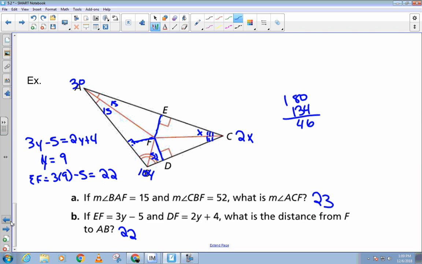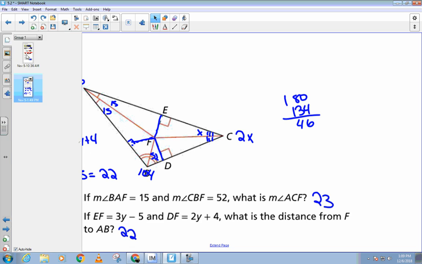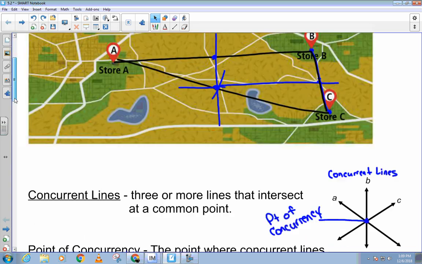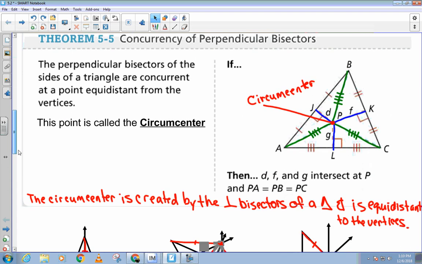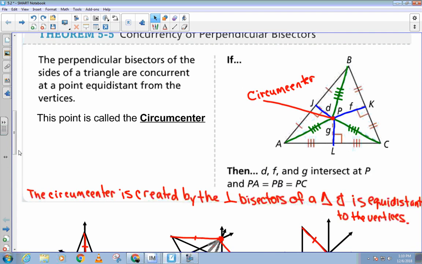Alright, just to recap, what is created by the perpendicular bisectors? The circumcenter, right? And what's the circumcenter's relationship to the triangle? Equidistant to all the vertices. So if you bisect the sides, that point is equidistant to the vertices. And that point would be the center of the circumscribed circle.